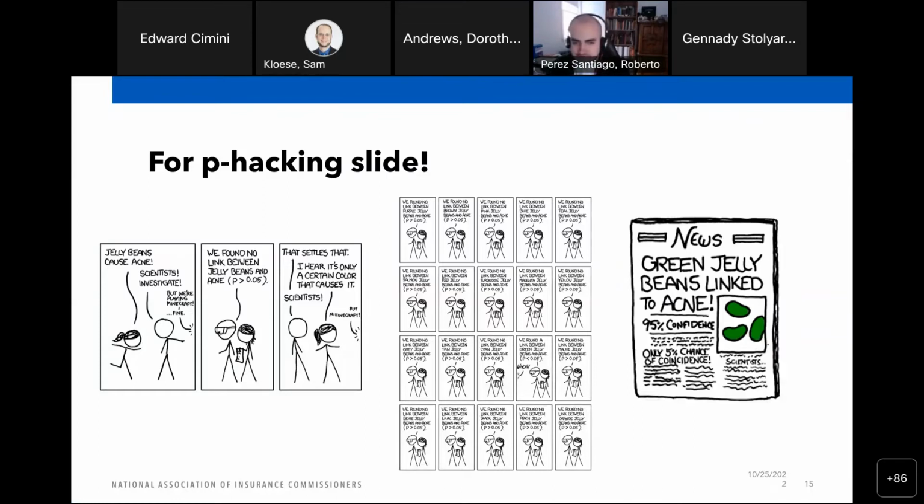So I found this little graphic here, and to summarize what's happening, just think about people trying to find a relationship between eating jelly beans and acne. And they go to some scientists and they ask them to perform an experiment to see if there's a relationship, and the scientists do this for a threshold value p equals 0.05, so a 95% confidence. And they do the analysis, they come back and they say, we found no relationship between jelly beans and acne.